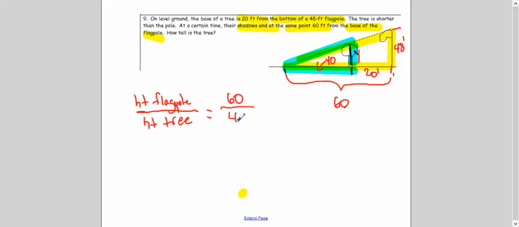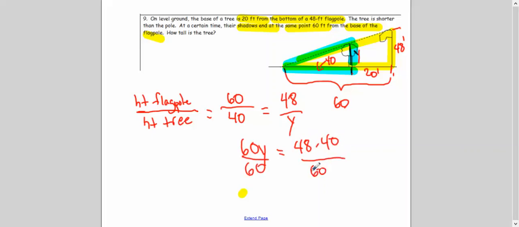So this distance is going to be 40. That's something you're going to have to watch, because that's an easy mistake to make on your examples or on your problems. So if we have that, what was our height? It was 48 over y. Okay? So if we cross multiply, we are going to have 60y equals 48 times 40 divided by 60.